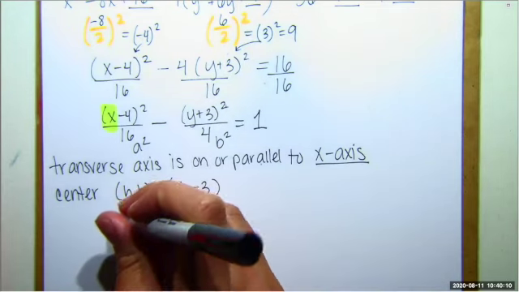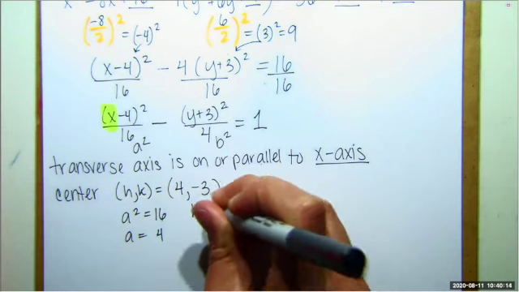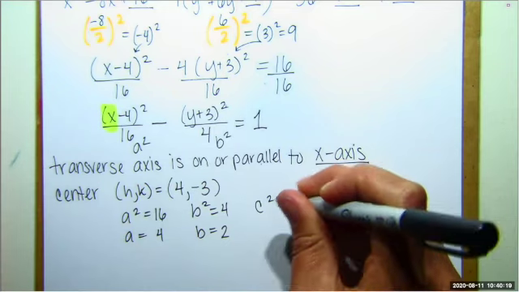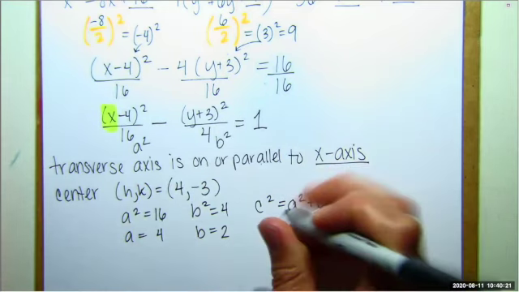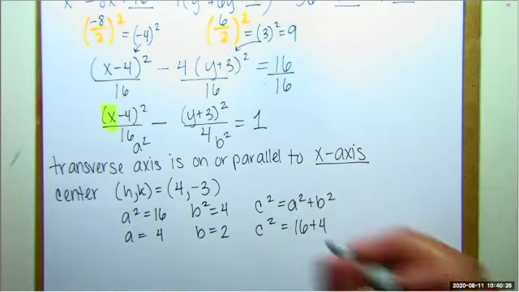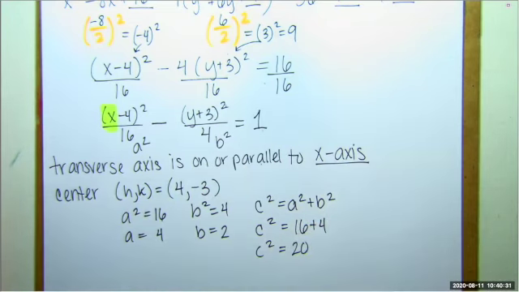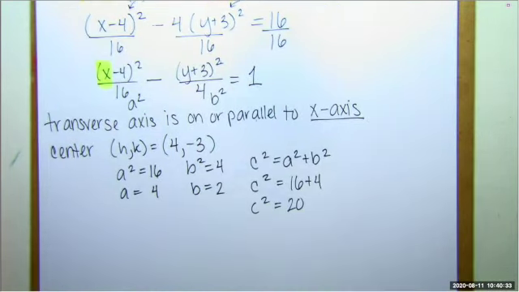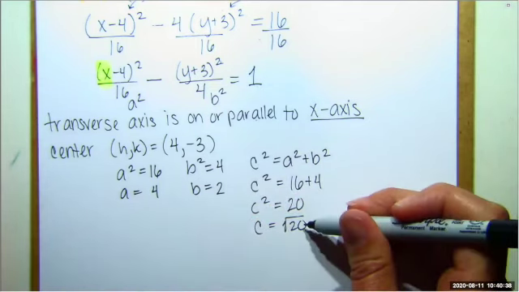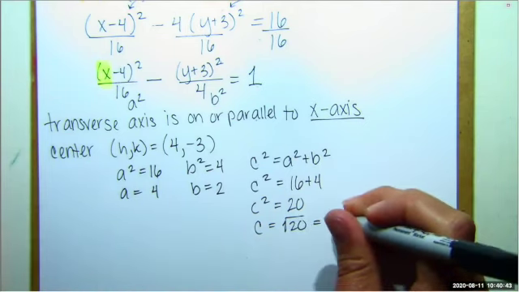Okay, so a squared is 16, which means a is 4. b squared is 4, which means b is 2. And then c squared is equal to a squared plus b squared. So c squared is 16 plus 4, so c squared is 20, which means c is the square root of 20. Here we have a perfect square factor of 4, so we pull that out as a 2, so this becomes 2 root 5.